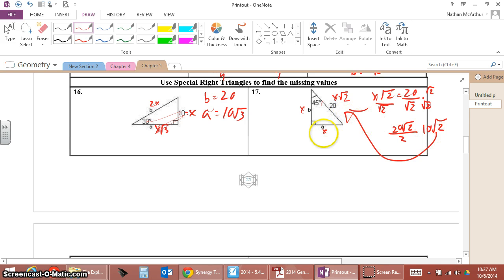Well, if x equals 10 root 2, then this is going to be 10 root 2, and this is going to be 10 root 2. So a equals 10 root 2, b equals 10 root 2. And we're done.